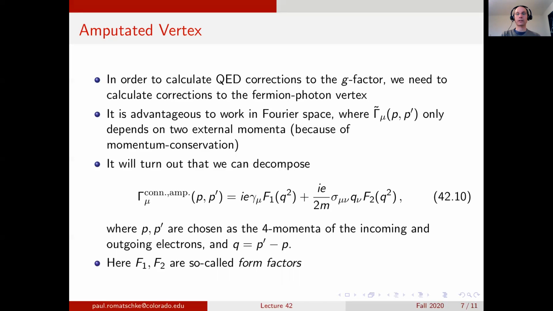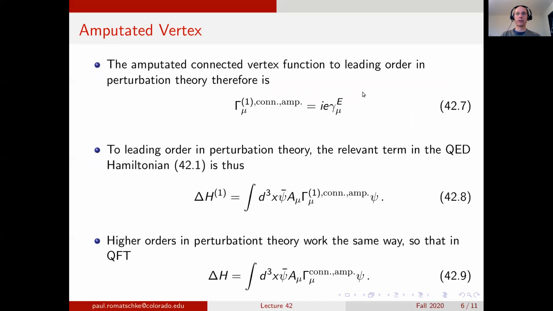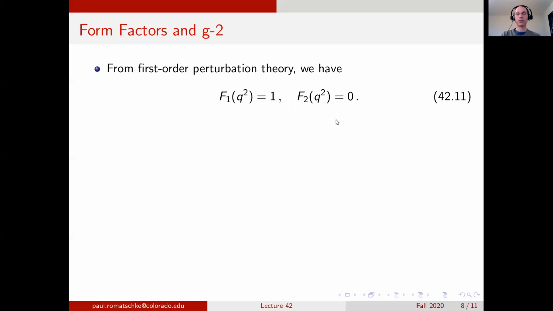If we compare to the result that we already have to first order in perturbation theory, this one in particular here, we find that there's no non-trivial structure that's proportional to σ^μν, and that means that the structure function F2 to first order in perturbation theory just vanishes, and the structure function F1 is just unity. So to first order in perturbation theory, we have F1 is 1 and F2 is 0.